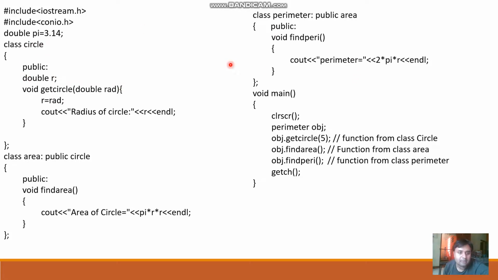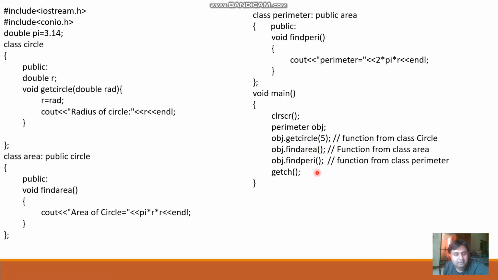The next class perimeter, public area, that means it is going to inherit properties of class area, and here we are going to use function void find perimeter. So it will display perimeter by 2 pi r. Here r is present in the class circle which we are using, so indirectly it is derived from class circle, as class area is deriving properties and functionality from class circle, and we are deriving class perimeter from class area. So our class area is the base class for class perimeter.